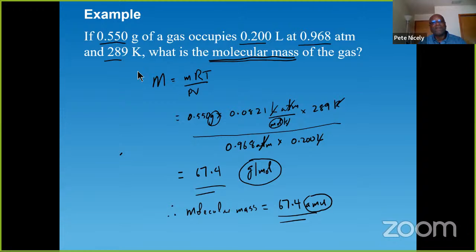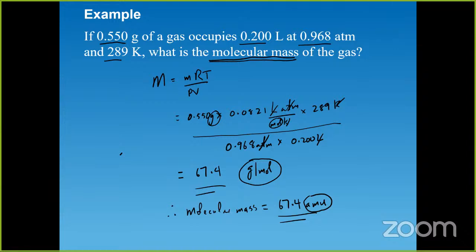So when you plug in the 0.550 grams here, the R here, the temperature here, which is 289, divided by the pressure, which is 0.968, times 0.200 liters, then the calculated answer for the molar mass is 67.4 grams per mole, right? And therefore, the molecular mass, which is what the question is asking for, is the same answer numerically, but the units would be AMU. So this would be the final answer. The molecular mass is equal to 67.4 AMU. All right, so that's basically how that's done. Any questions about this example?